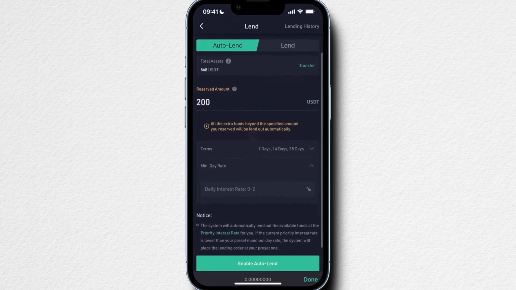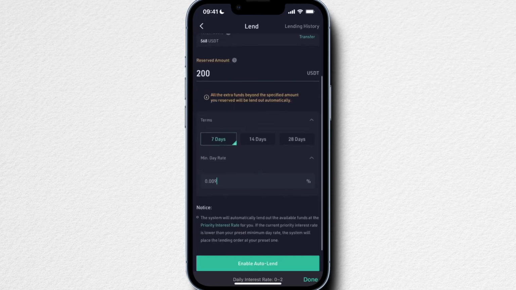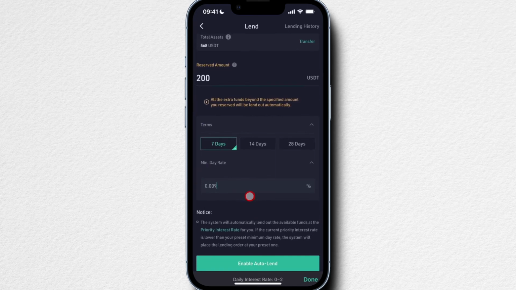Then you can decide on what the terms are. So how long you want to lend it out until you can take it back again. So there's a 7-day, a 14-day, and a 28-day term. So let's say you only want to lend it out 7 days, so you can untick these, and then you have to decide on your daily interest rate. So currently, as we've seen before, it was something like 0.008 or 0.009, something like that. Then we can simply type in that amount right here and then click on enable auto lend, and then it will automatically lend out your coins for the best interest that is currently available.